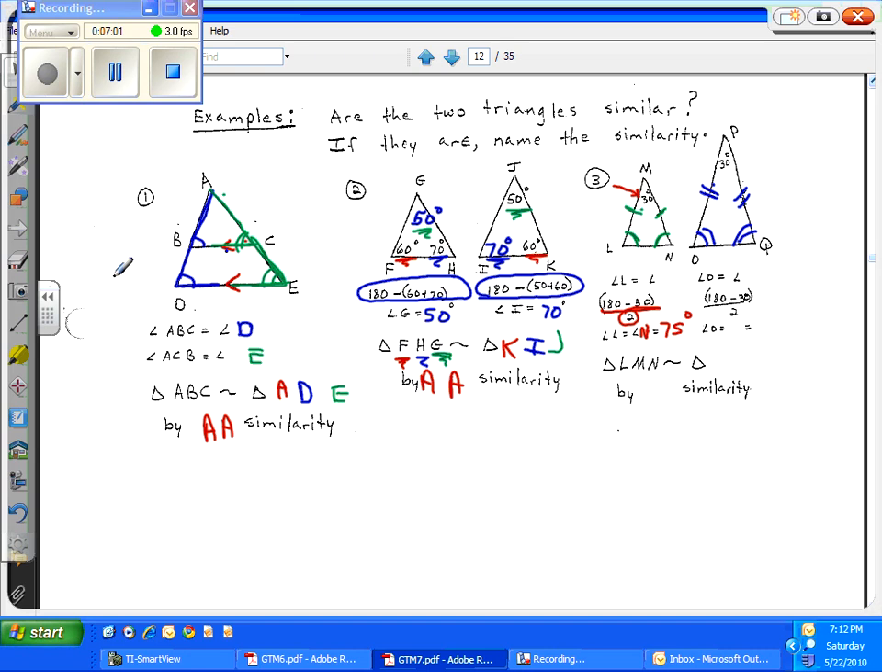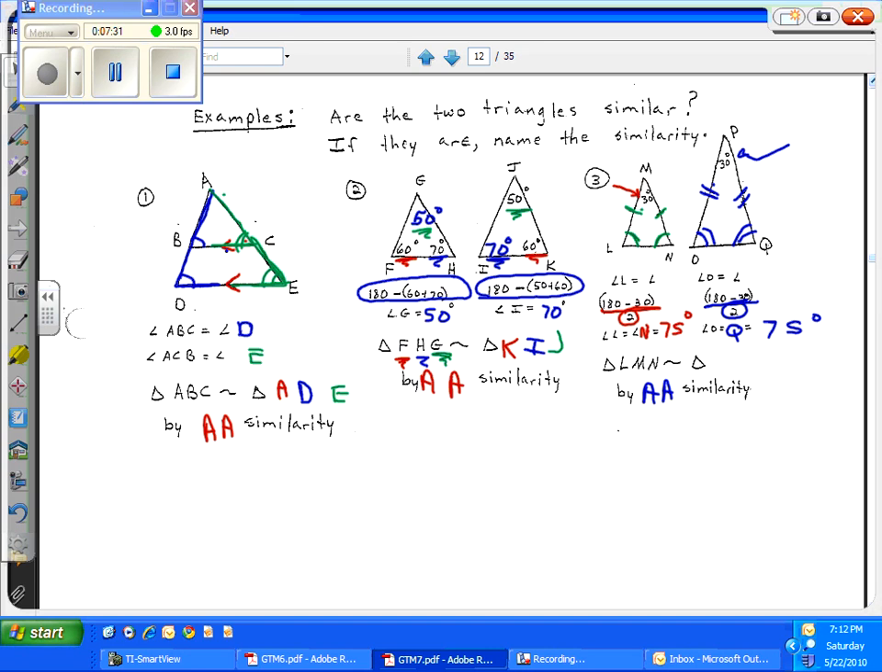The same thing's going to happen over here on the other one. If we take 180 minus the 30, we would get 150 divided by 2. It's 75 apiece. So angle O is equal to angle Q is equal to 75 degrees. So it turns out that all of the angles of one are equal to all of the angles of another, and so they're similar by angle similarity.